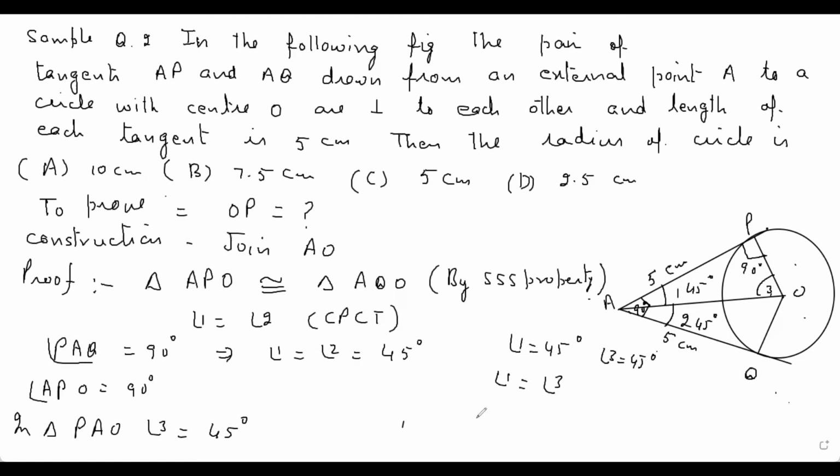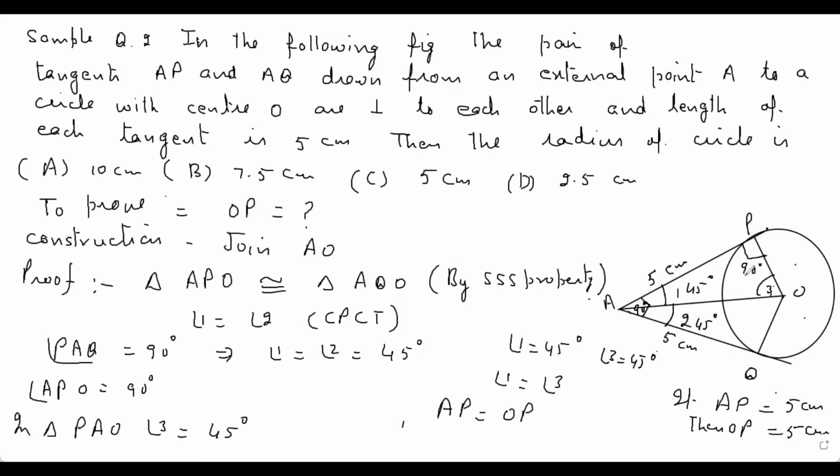It means sides opposite to equal angles are equal. It means AP is equal to OP. Sides opposite to equal angles are equal. AP is equal to OP. If AP is 5 centimeter, then OP is 5 centimeter. I am to find the radius of a circle. So radius of a circle is 5 centimeter.